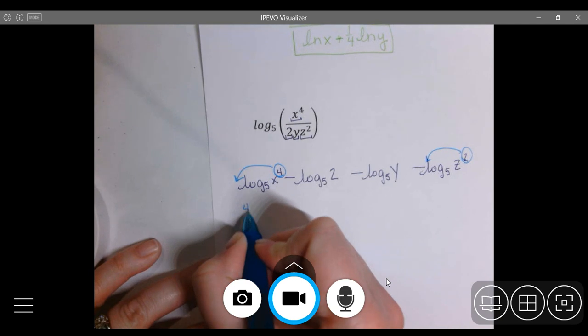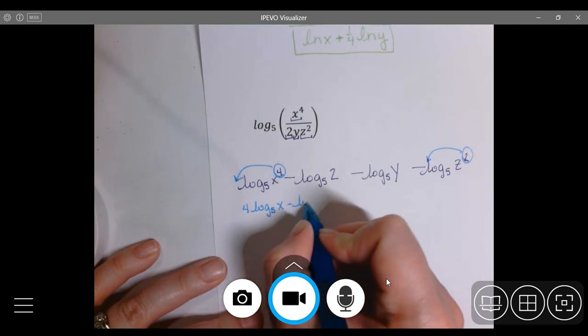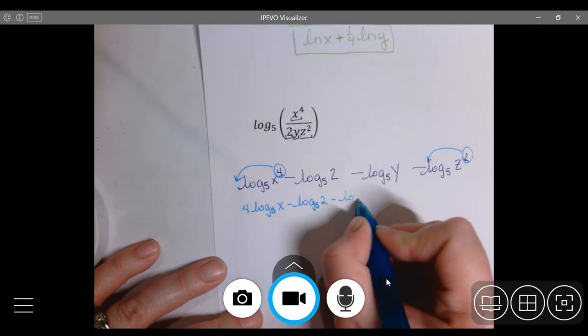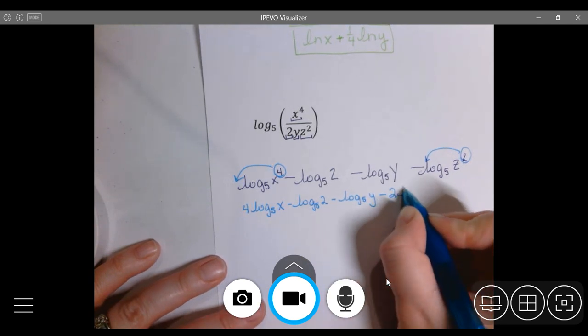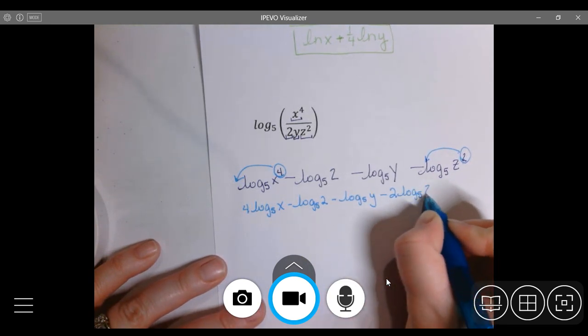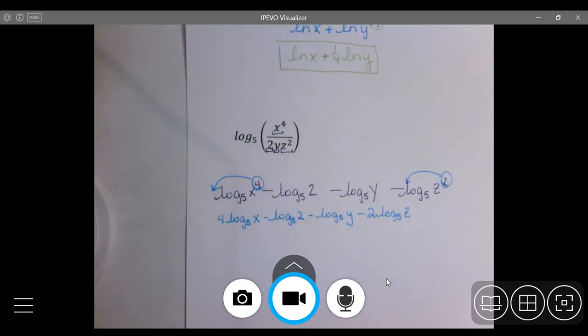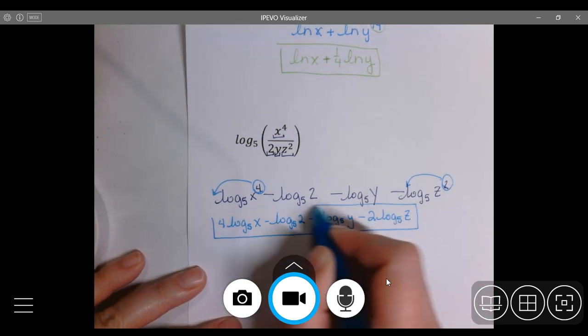So for this one, I'll have 4 log base 5 of x minus log base 5 of 2 minus log base 5 of y minus 2 log base 5 of z. That right there, you've got everything taken care of. Nothing else is being multiplied, divided. There's no powers on anything. That is your expanded form.